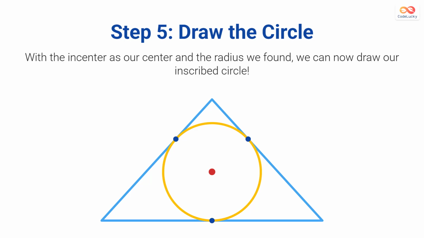Finally, we have everything we need. Using the incenter as the center point and the radius we just measured, we can now draw our perfect, inscribed circle. It fits perfectly inside the triangle, just touching all three sides.